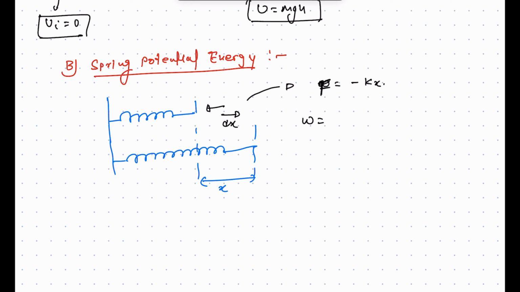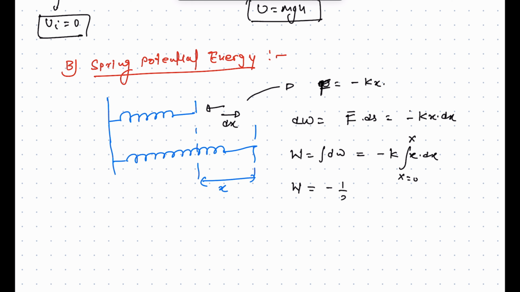Then the work done is going to be dW, because the force is dependent on the displacement, so I am applying the integration formula. That is F vector dot ds vector. So F is minus kx and the small displacement is dx. Net work done becomes the integration of dW. Automatically there is a negative sign, because the displacement and the force are in opposite directions. So it becomes minus the integral of k x dx. Let's suppose the initial extension was 0 and the final extension is x. So the work done by the spring force is going to be minus half kx squared.